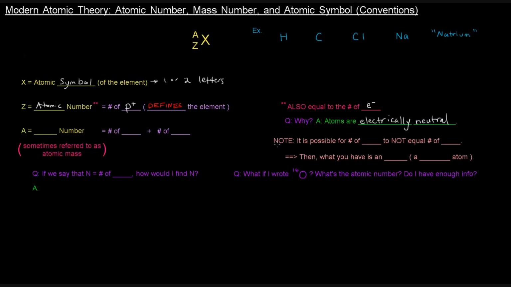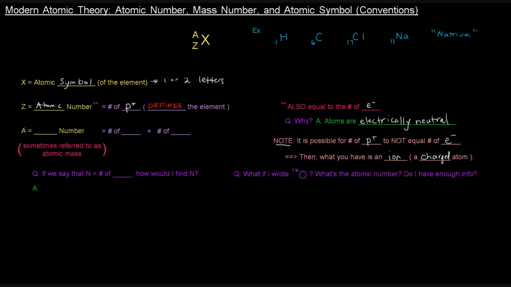Now, I do want you to take care to pay attention to this note. It is possible for the number of protons to not equal the number of electrons, okay? But then you don't exactly have an atom. What you have is an ion, okay? Which is, in layman's terms, a charged atom. We're not going to really talk about that right now. We'll talk about that later, okay? Anyway, so that's what Z is. Z is the atomic number, okay? And so for hydrogen, it is 1. For carbon, it is 6. Chlorine, it is 17. Sodium, it is 11.